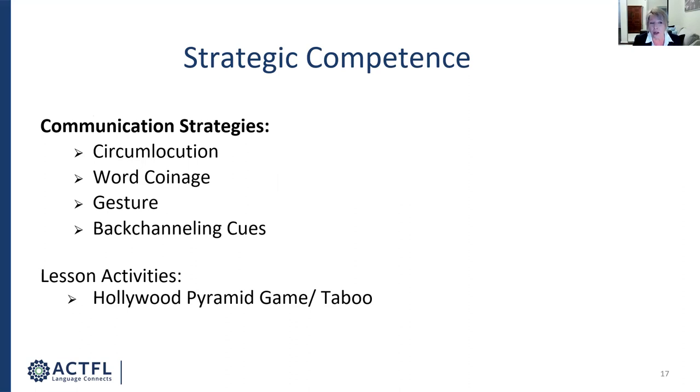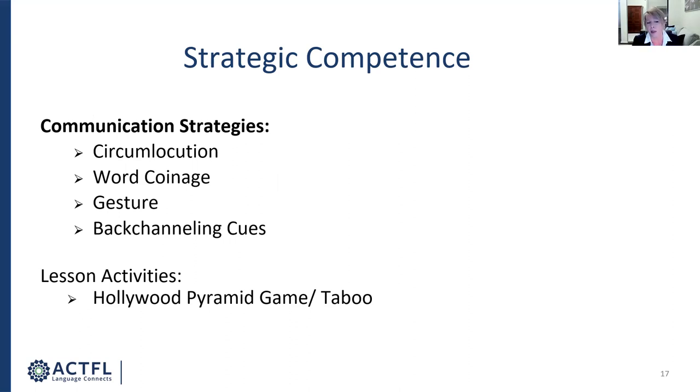The next prong, the next leg on our stool of communicative competence, is strategic competence. These are the communication strategies that we use to keep the conversation going with first language speakers of the language. Students learn circumlocution, how to talk around the word. Understanding that word coinage is something that all language learners engage in, and we should actually encourage it.